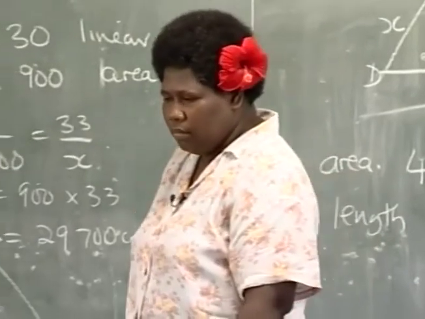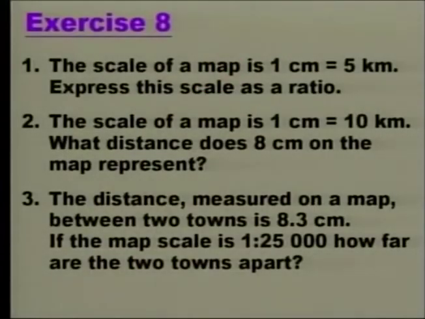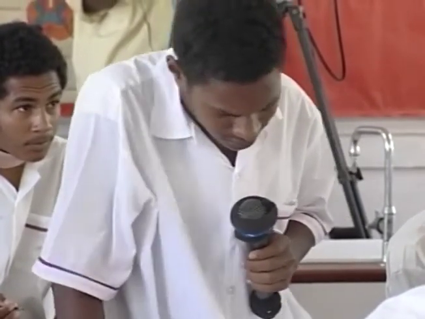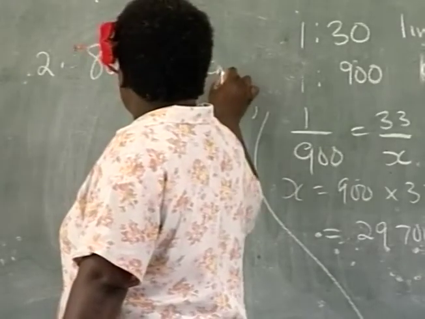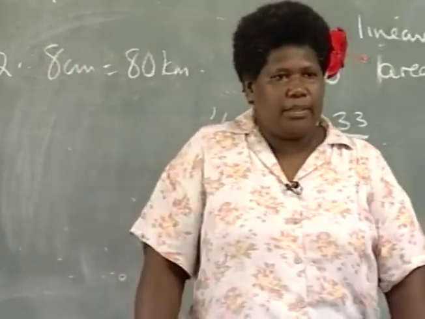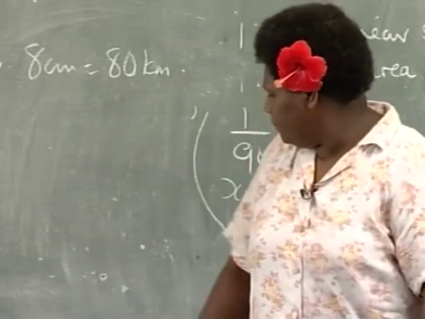Number 2, Peter. The scale of a map is 1 centimeter equals 10 kilometers. What does 8 centimeters on the map represent? Eight centimeters on the map represents 80 kilometers. Okay, good. Number 3, Rita.